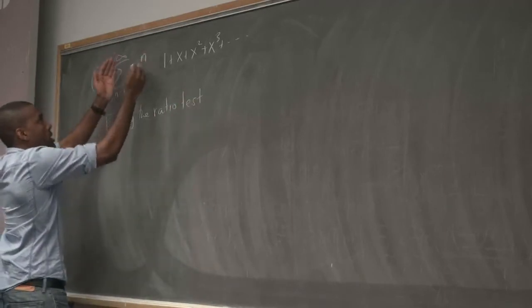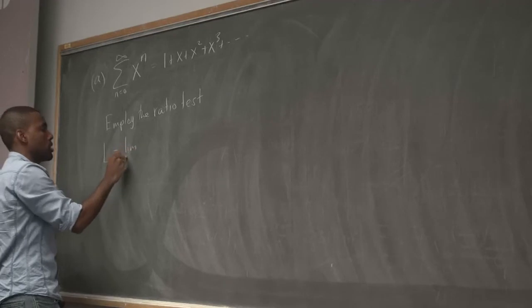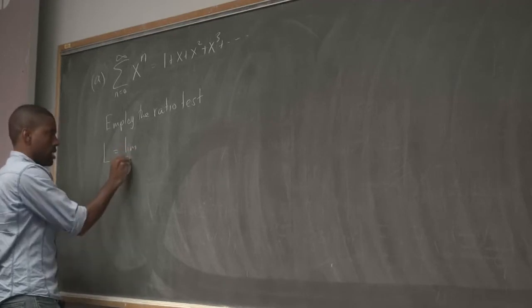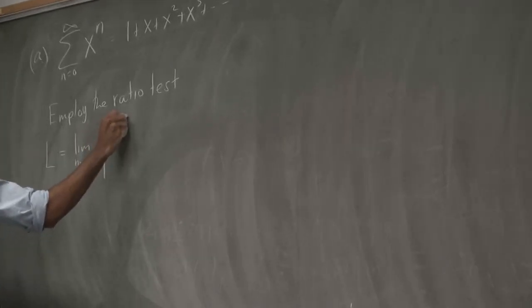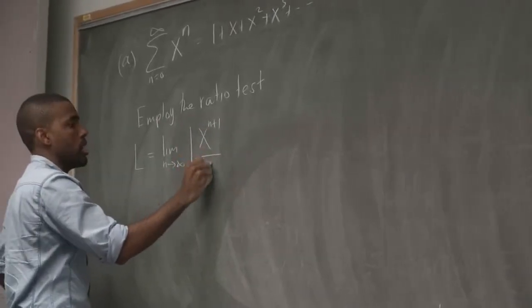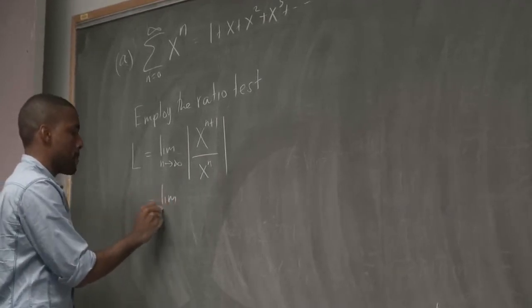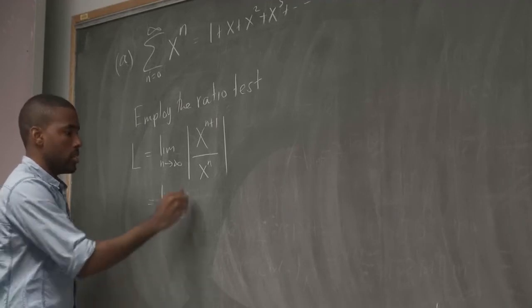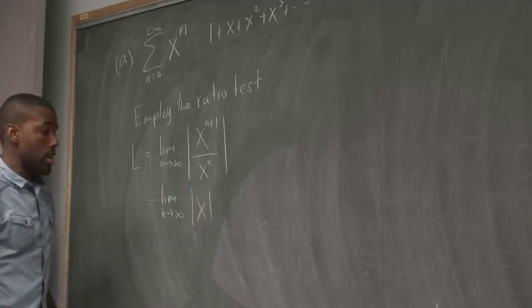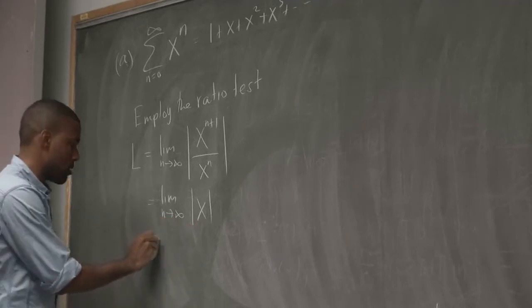You take this whole guy to be your a_n. So you look at L, which is the limit as n goes to infinity of x to the n plus 1 over x to the n. But what is that? That is just simply x. Now, the limit as n goes to infinity of x is just x. x is not affected.